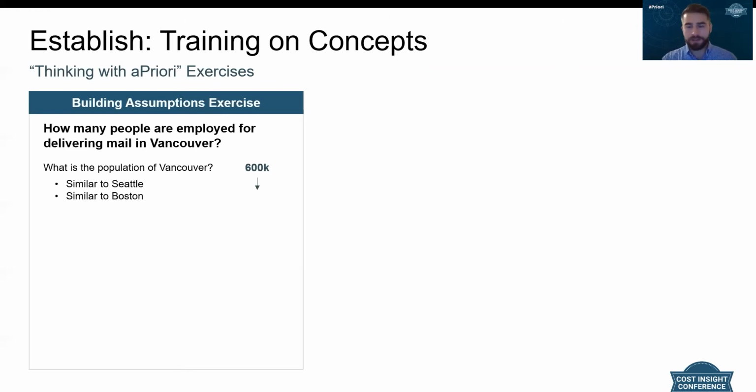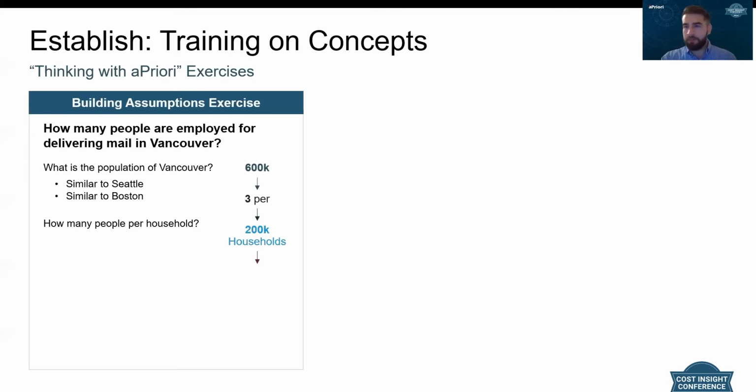And I might ask a question like, well, we typically deliver mail per household. So maybe how many households are there, right? I might make an assumption there that there are probably several households with families, and then a good number of households with single or two occupants. And so maybe we'll make an assumption of three on average, which would lead to 200,000 households, right?